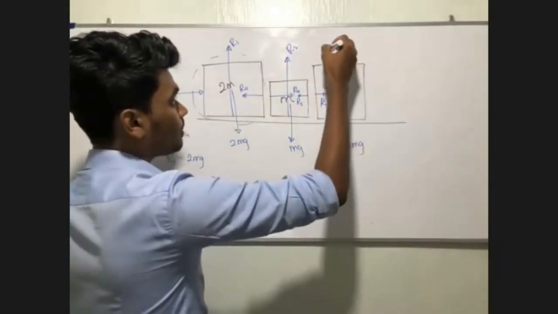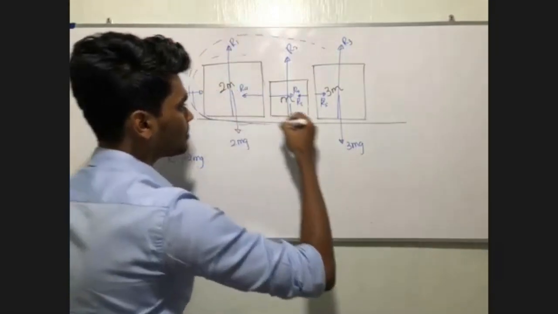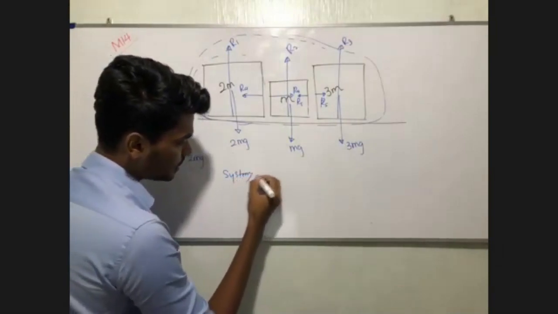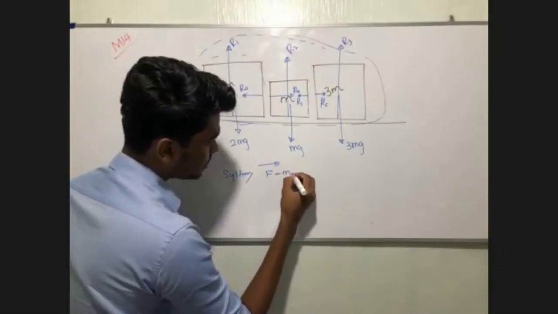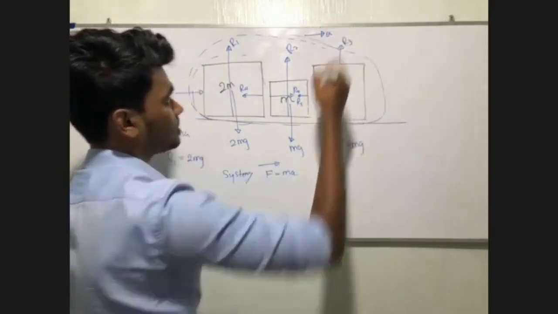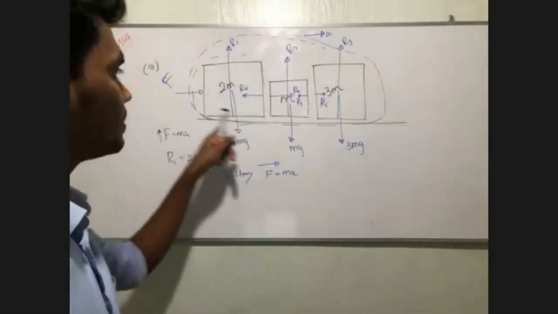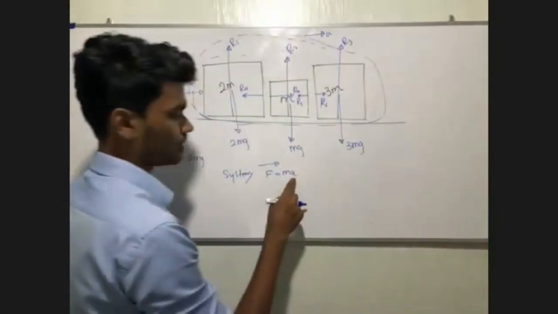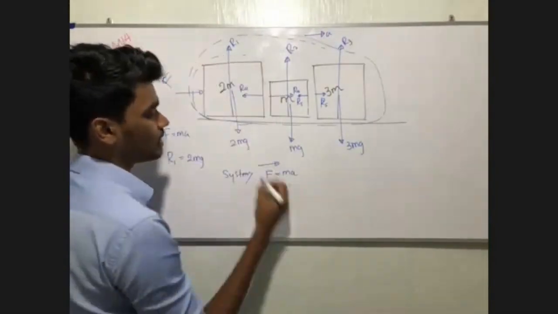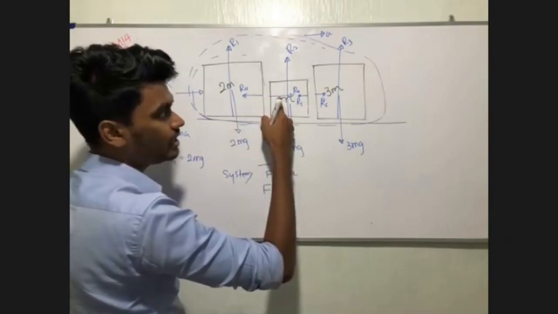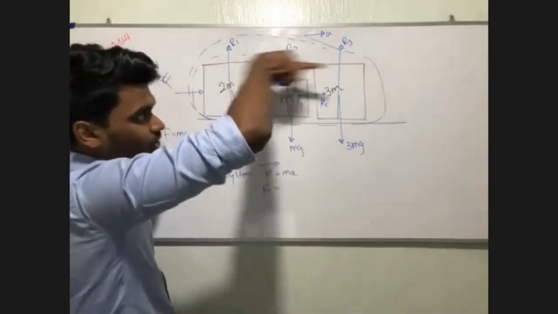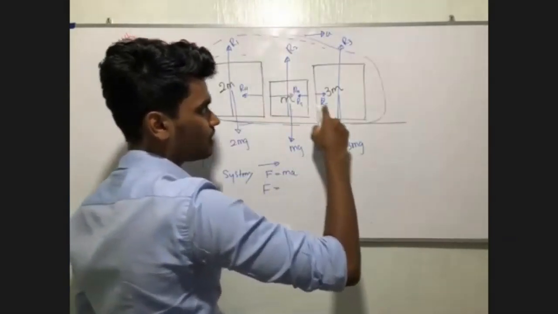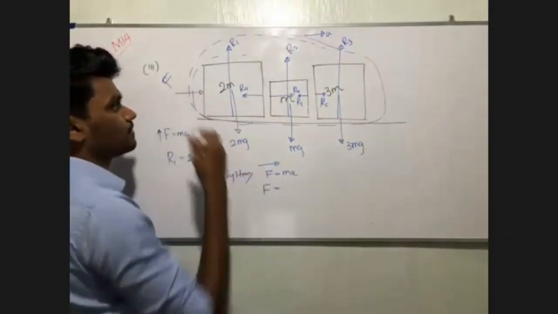So first of all, you need to consider the system and apply F equals ma in the horizontal. Let's assume all three objects are moving with an acceleration. What is the force? Capital F. R4 and R5 are internal. When we consider the horizontal forces of the system, R4 cancels, R5 cancels. So what remains is only F.